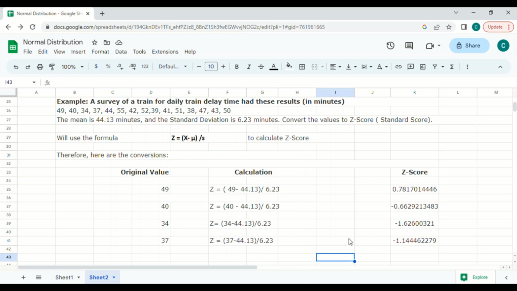So we have seen the standard normal distribution and how to calculate z-score. So this was all about standard normal distribution.